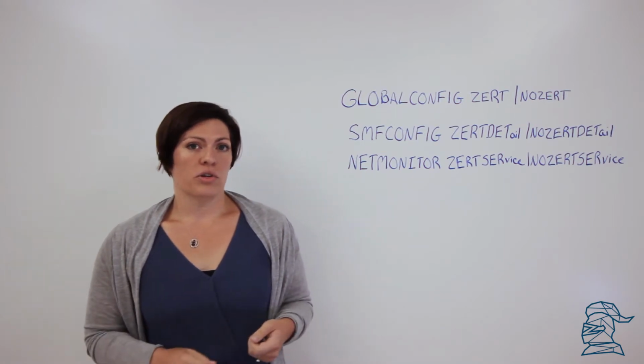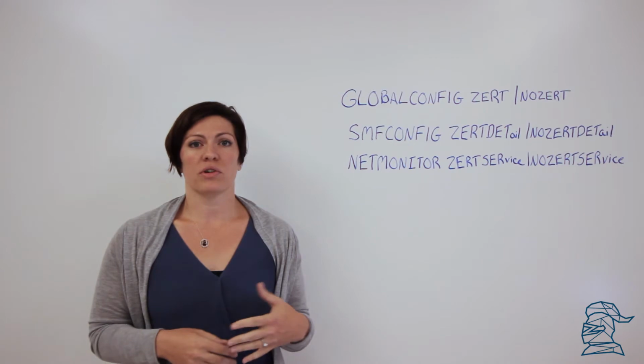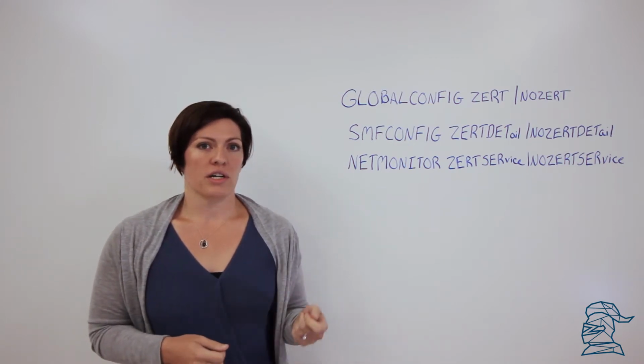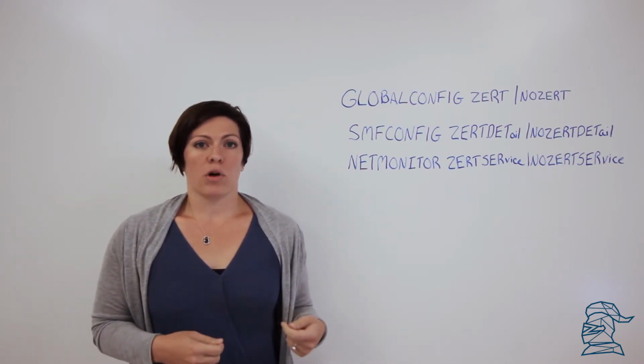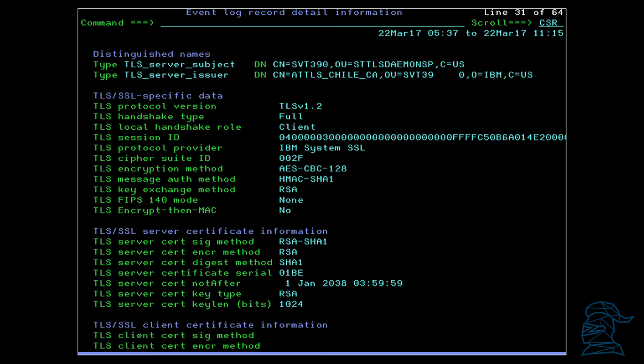zERT does not include information that's highly sensitive, such as secret numbers that are derived or negotiated during the protocol processing. This is what the information in an SMF 119 subtype 11 record might look like when viewed through zSecure Audit.